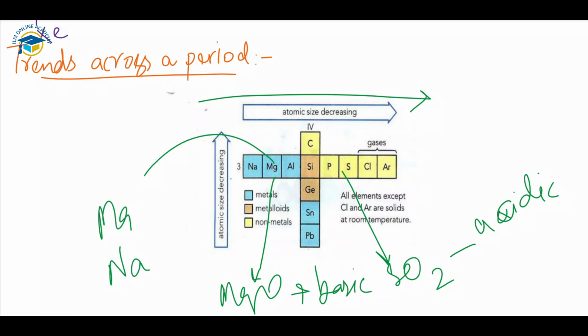Giant metallic structure is formed by the metals that are present here, sodium and magnesium, and giant covalent structure is formed by the elements that are present there, like silicon and carbon. All these form the giant covalent structure, and the simple molecular structure is formed by the noble gases as we move across a period. So these are the trends across a period. Next we will talk about the last elements of our periodic table, which are the transition metals or transition elements.